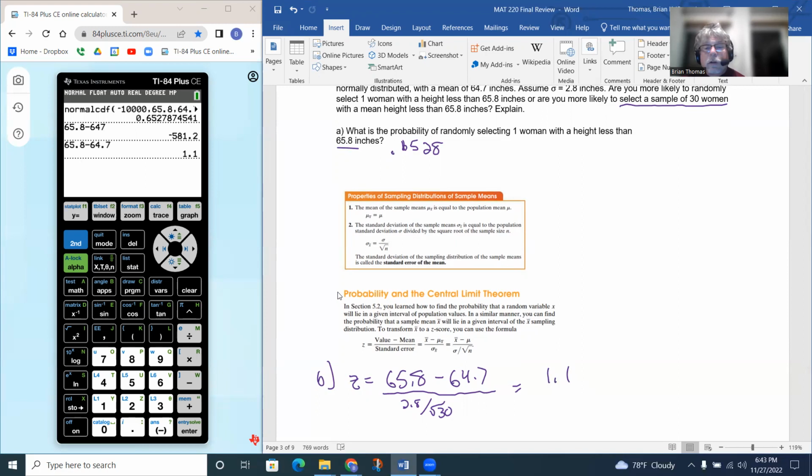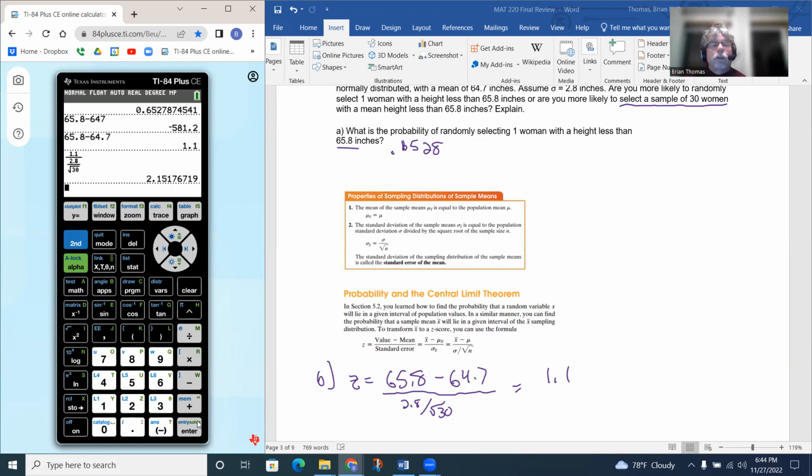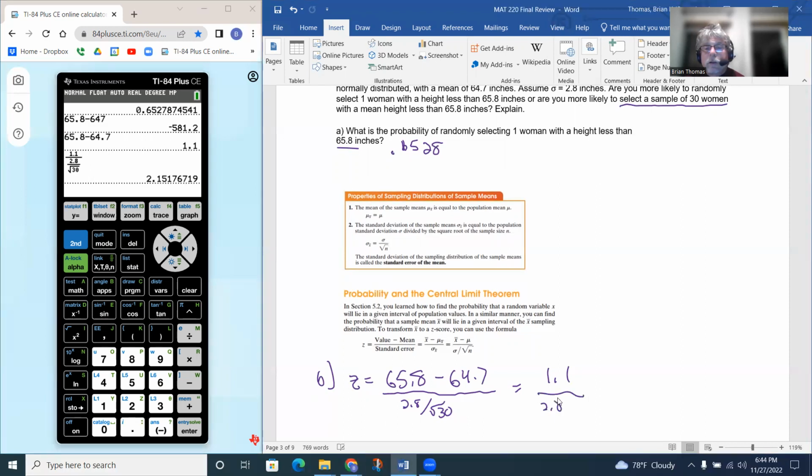So I'm going to use the fraction button, alpha F1. On the top, I'm going to just put a 1.1 in. On the bottom, I have another fraction, so I'm going to get alpha F1 there. The 2.8 was my standard deviation, and on the bottom, that's the square root of 30. So this will give us a z-score. Our z-score was 2.15.